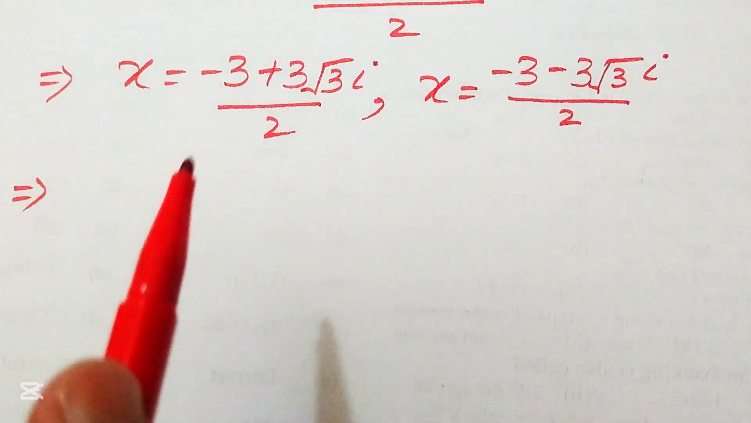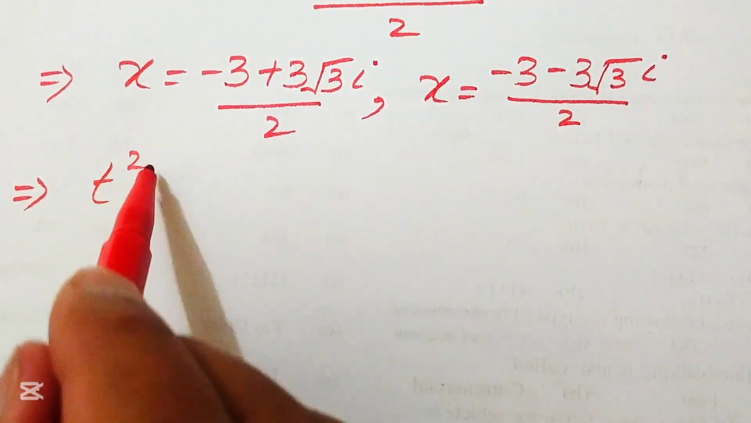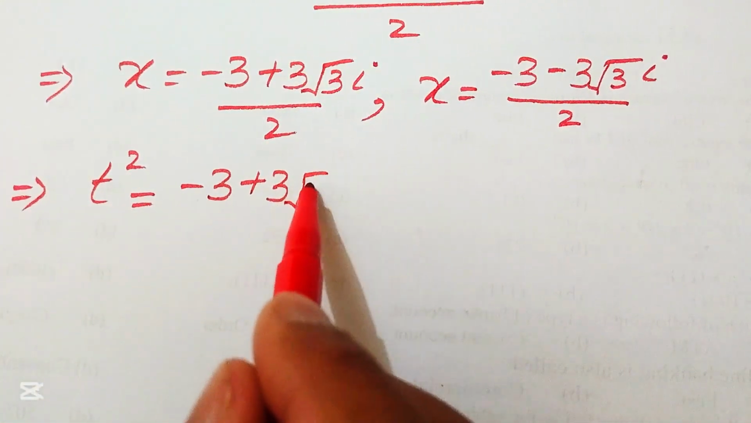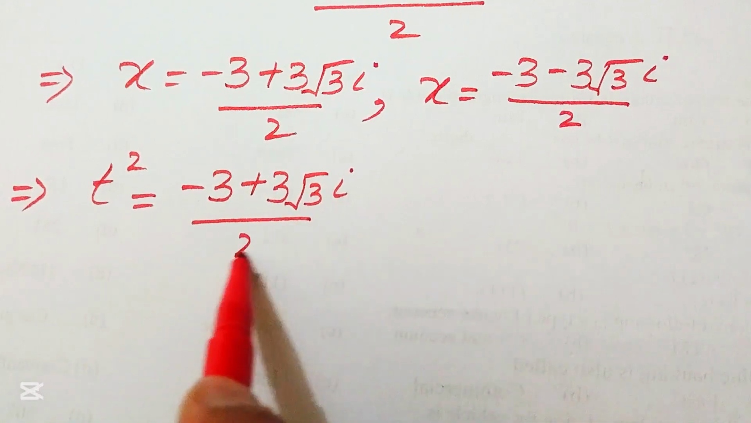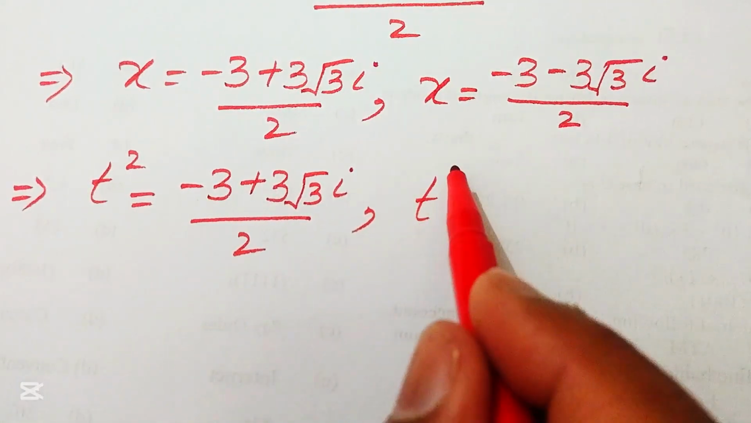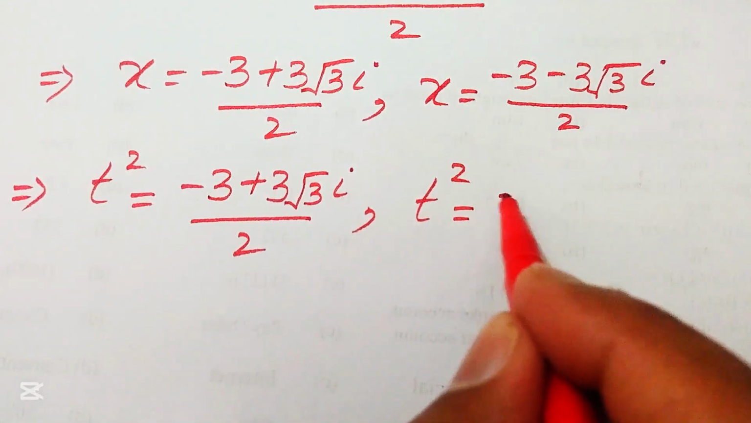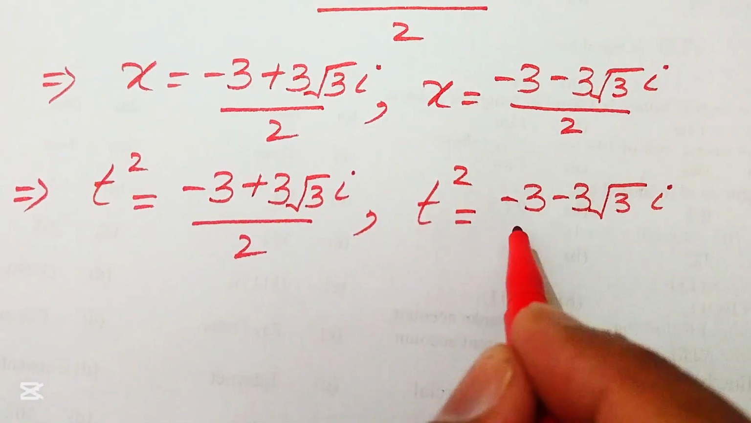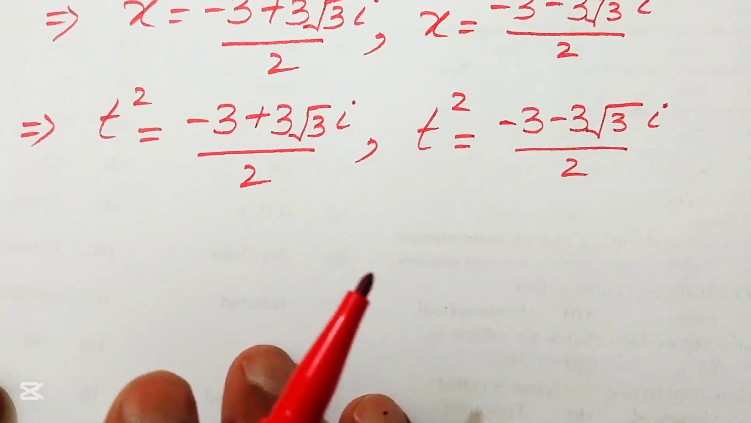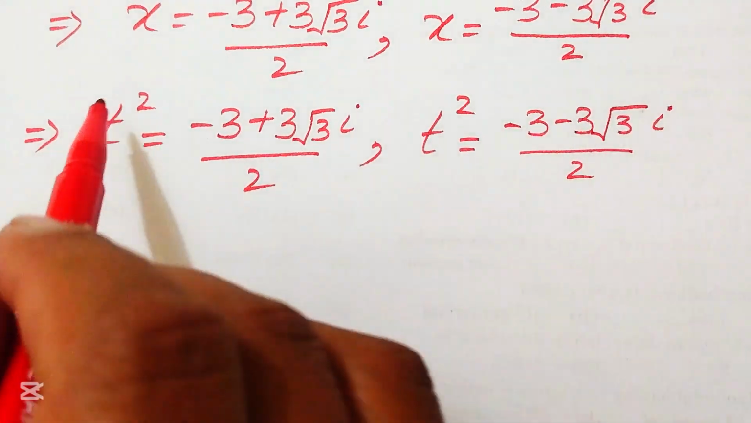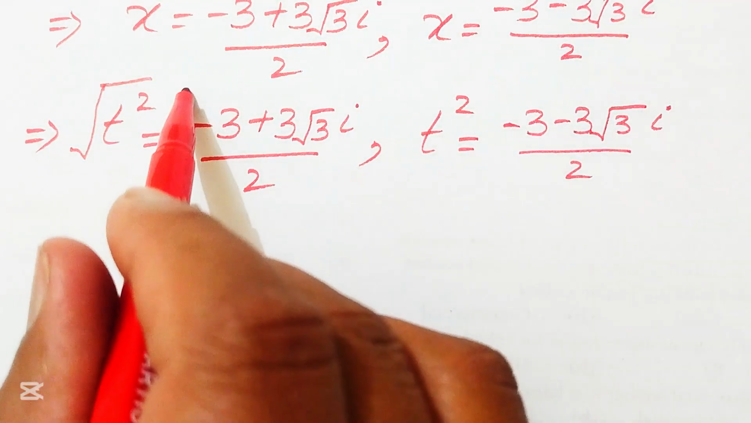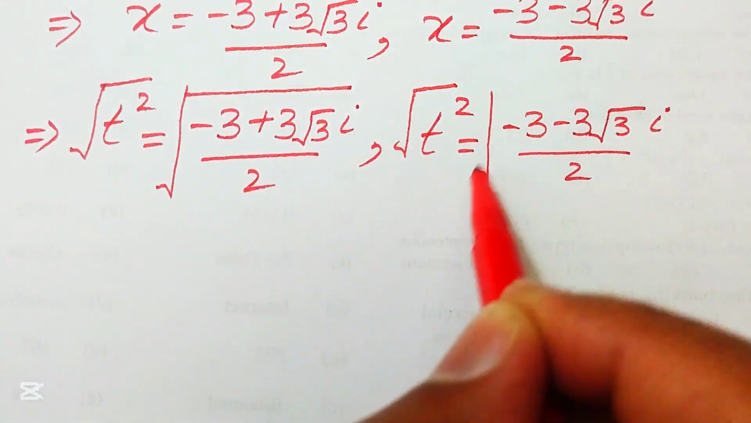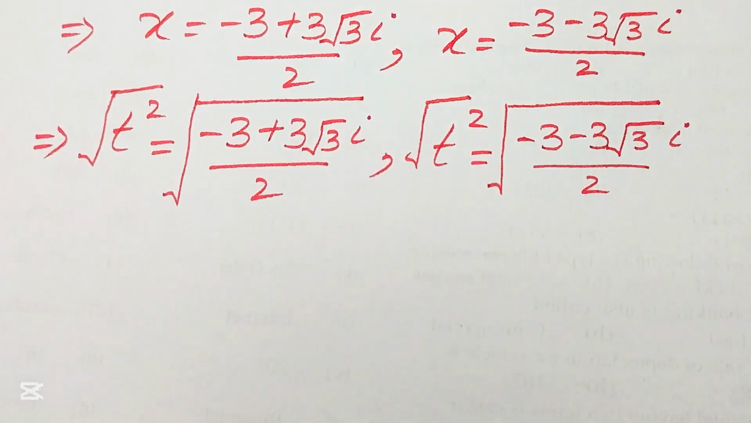So we will take our x equals t square. It becomes t square equals minus 3 plus 3 times square root of 3 iota, divided by 2, and in this case we have t square equals minus 3 minus 3 times square root of 3 iota, divided by 2. So here we need to take the square root on both sides in order to take the value of t. So in both of these cases we will take the square root on both sides.